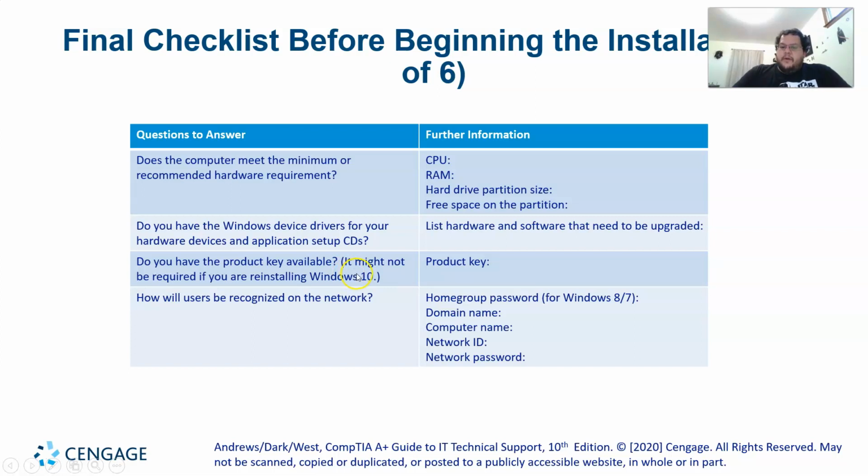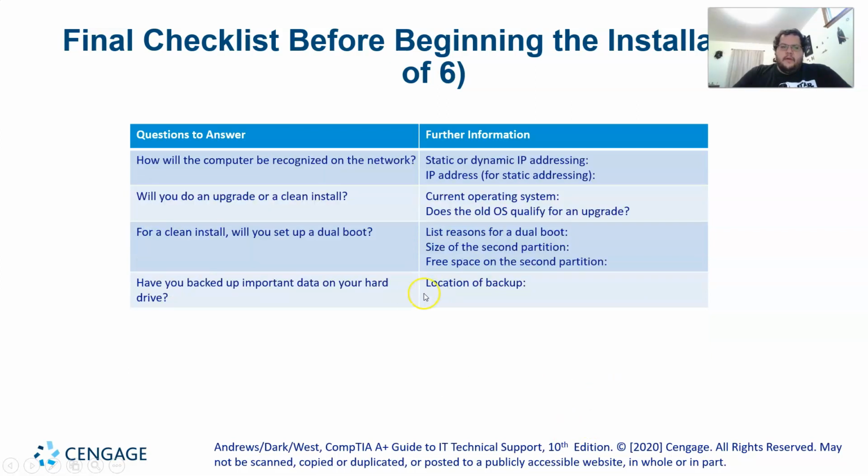Are you going to do a home group? Are you going to do a domain? What computer name do you want? What network ID or network password? So you have to figure out what domain or something you're going to do. Then the final check is how your computer is going to be recognized.